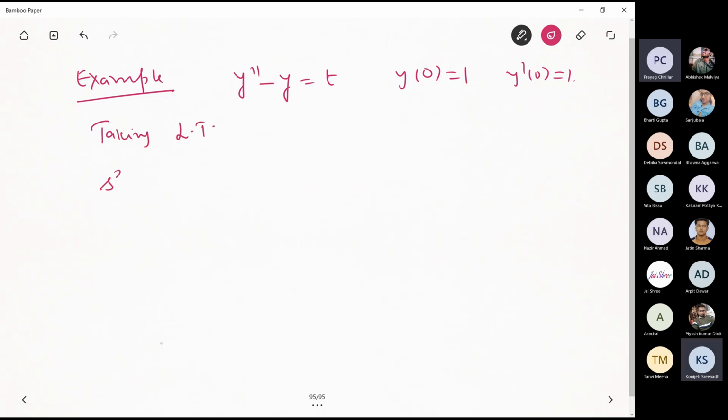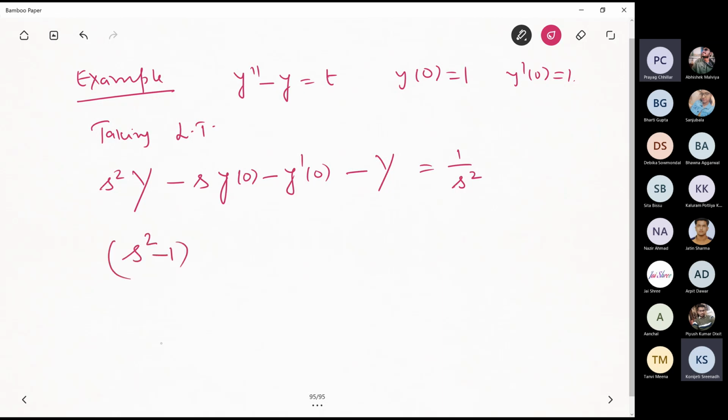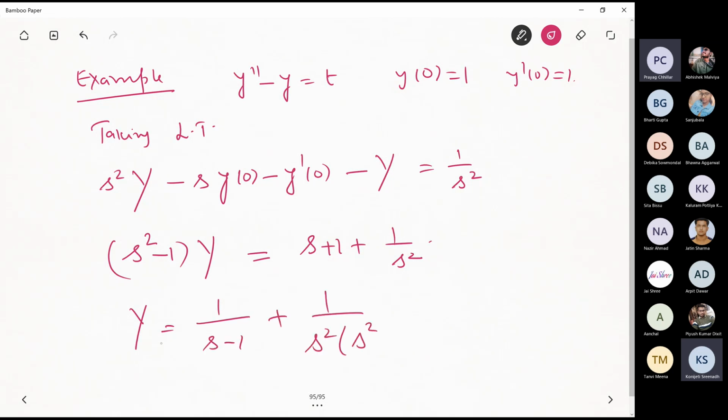I get s square into big Y, minus s into small y at 0, minus y prime at 0, minus big Y equals 1 by s square. Okay, so this is nothing but s square minus 1 into big Y equals, just substituting these conditions, s plus 1 plus 1 by s square. Therefore, big Y equals s plus 1 by s square minus 1, that is going to be 1 by s minus 1, s square into s square minus 1.